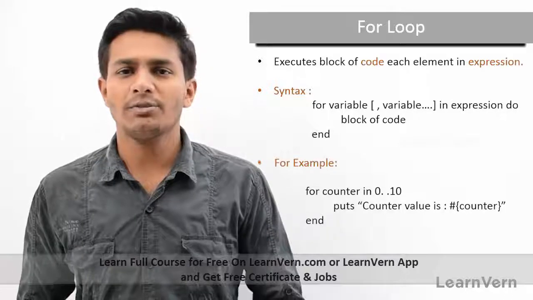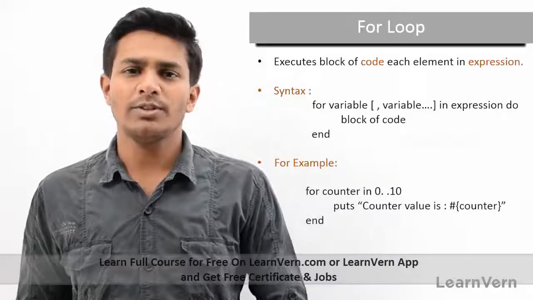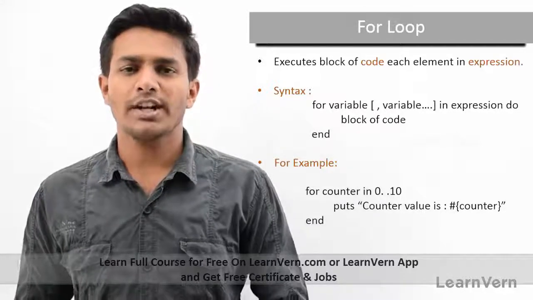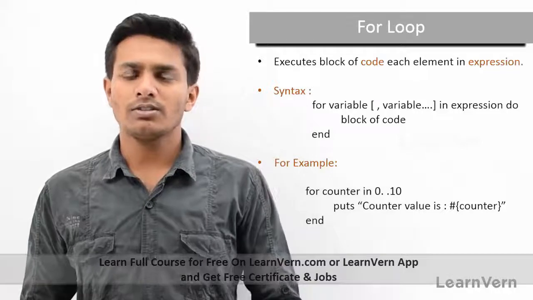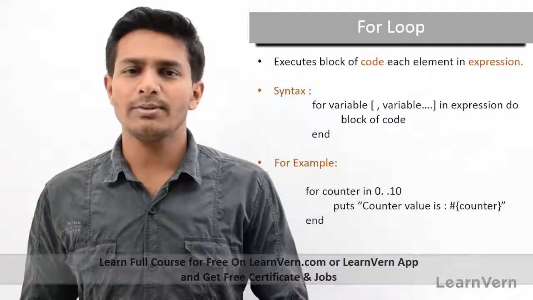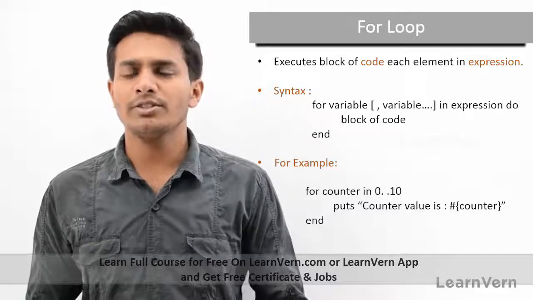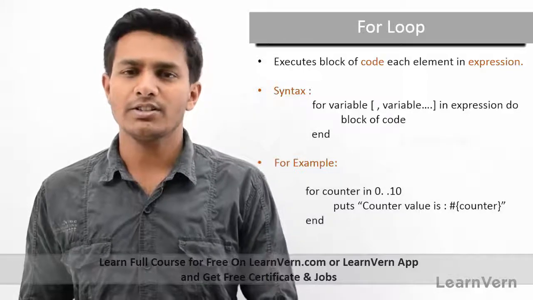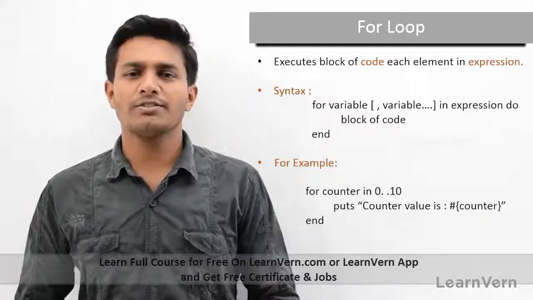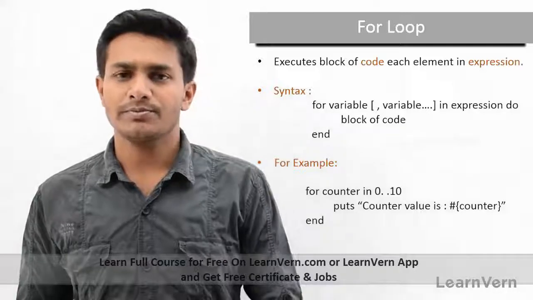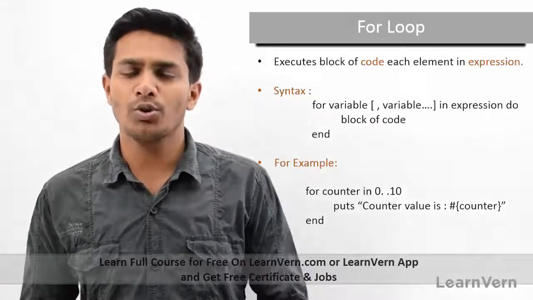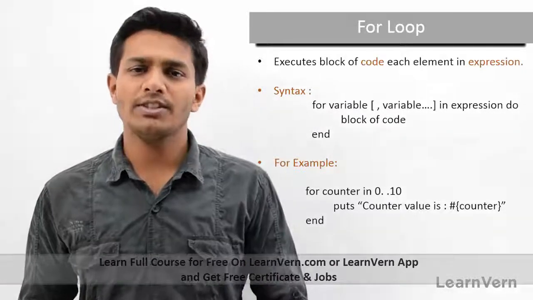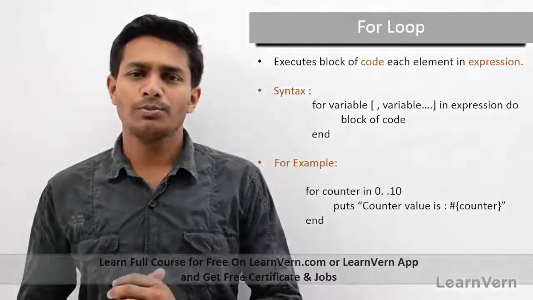In this example I have created a counter and want to loop it between 1 to 10 times. So what I did is I wrote for and our counter, that is a variable, in 1..10. Double dot is an operator that we will see later. So what it actually does is it will iterate from 1 to 10 and execute the block of code, and after the execution it will end. So this is how we can easily work with for loop.